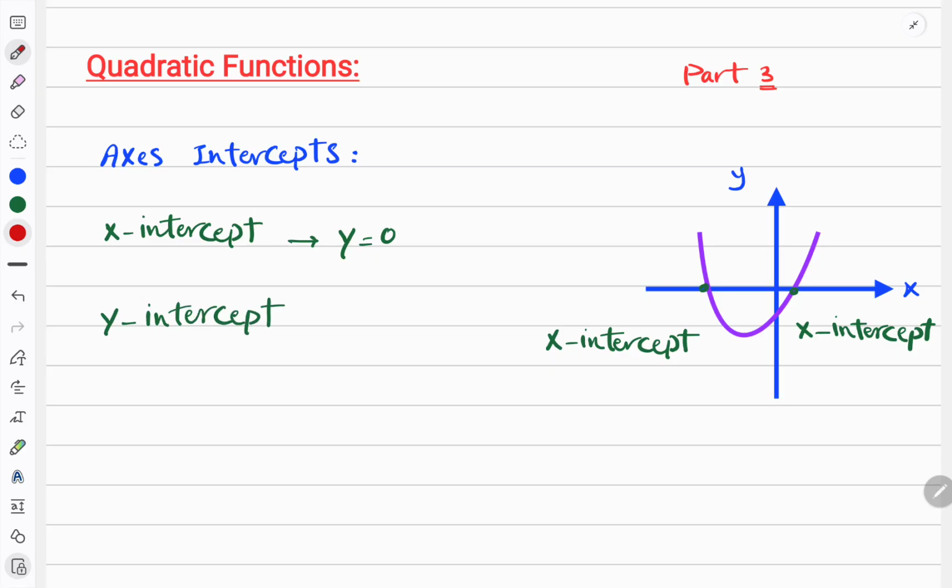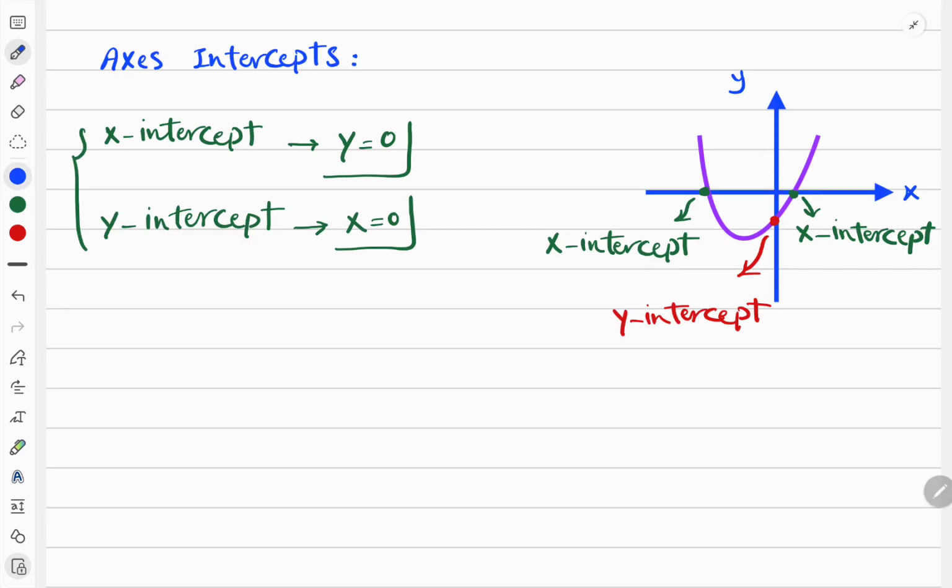And this is here. A y-intercept is a value of y where the graph meets the y-axis. And y-intercepts are found by letting x be 0 in the equation of the curve. Now I'm going to show you how you can find x and y intercepts in this example.